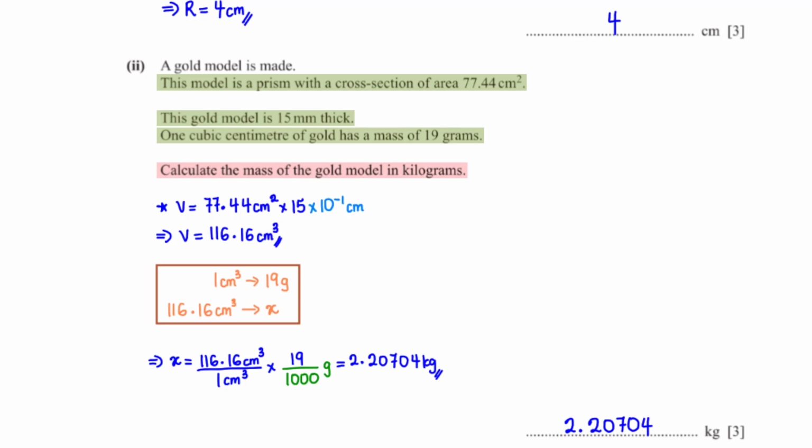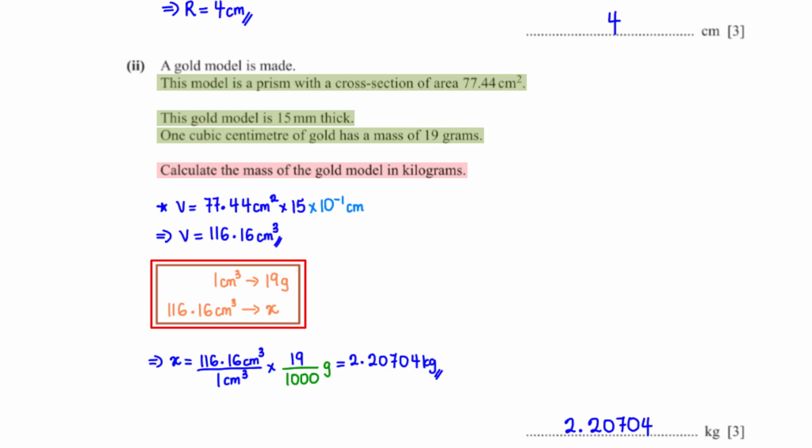First, we need to find the volume of the prism. The volume of the prism is equal to its cross-sectional area, which is 77.44 centimeters squared, times its length, or in this case, its thickness, which is 15 millimeters. We convert 15 millimeters to centimeters by multiplying 15 by 10 raised to the power negative 1. This gives us 116.16 centimeters cubed.